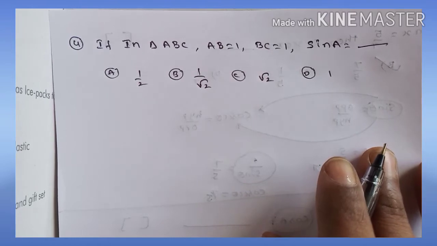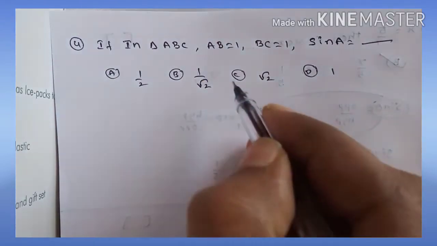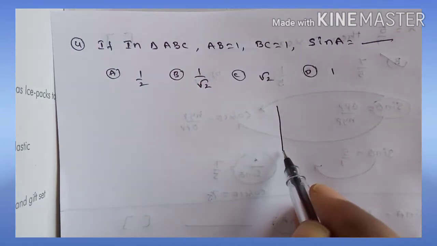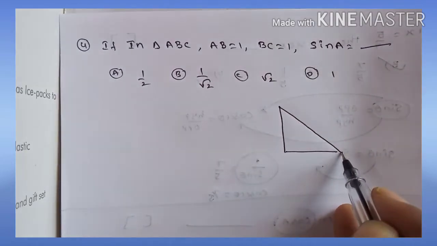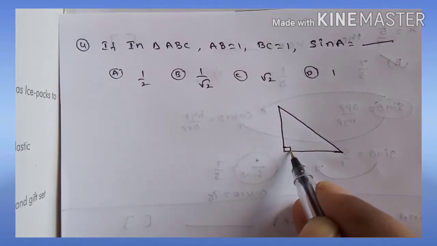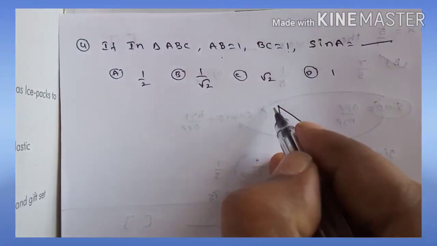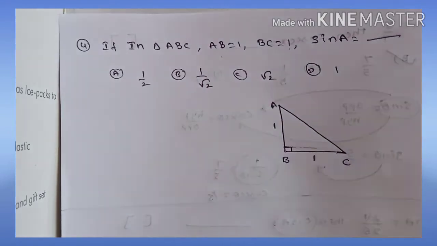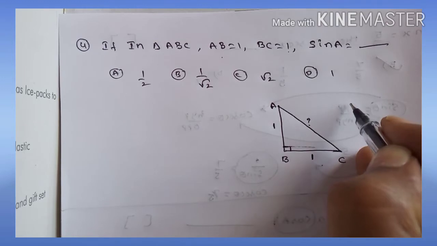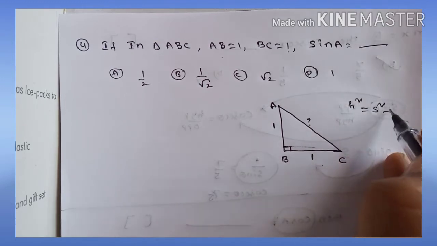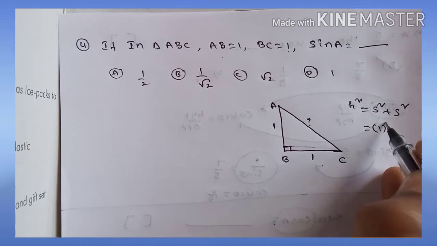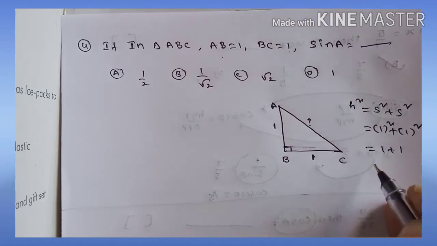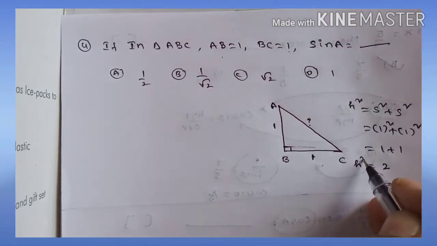Now the next one: if in triangle ABC, AB is equal to 1 and BC is equal to 1, then what is the value of sin A? Here you have to consider a right triangle. So in the right triangle, AB value is 1, BC value is 1. You have to find out the hypotenuse. Hypotenuse square is equal to side square plus side square. One side is 1, second side is also 1. 1 square is 1, 1 square is 1. 1 plus 1 is equal to 2, that is hypotenuse square.